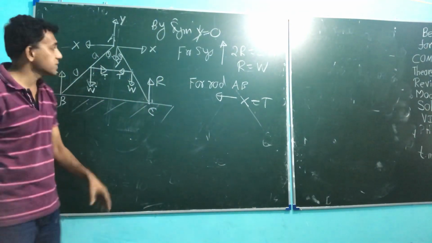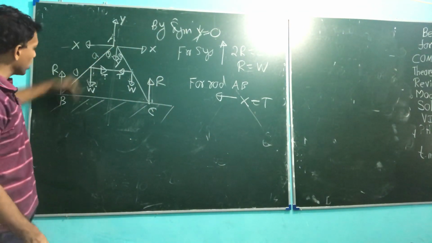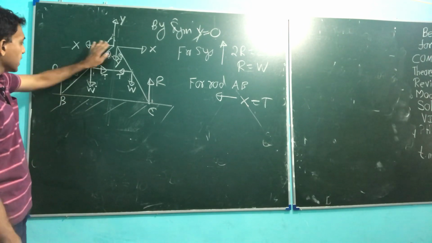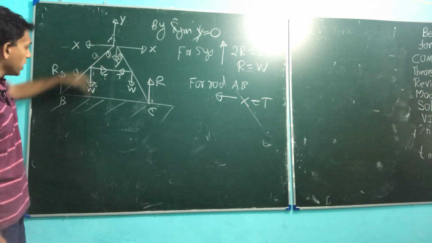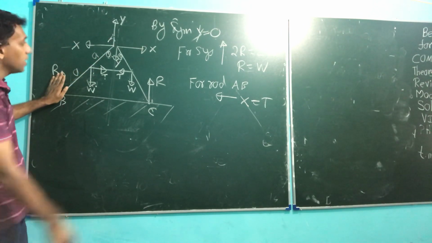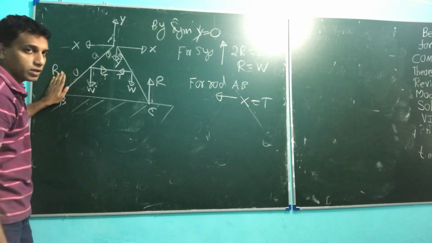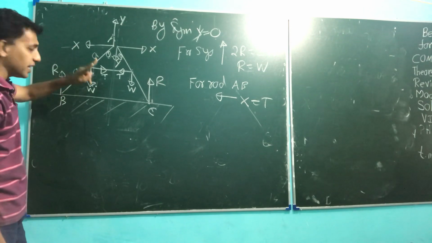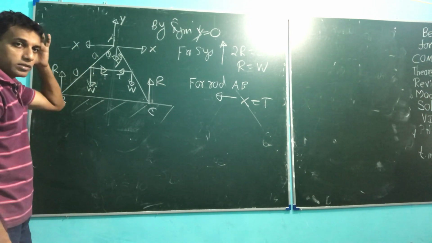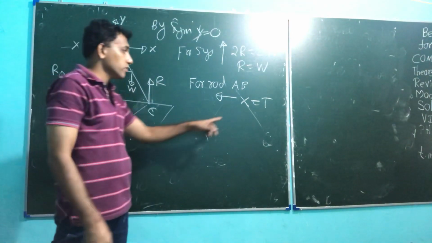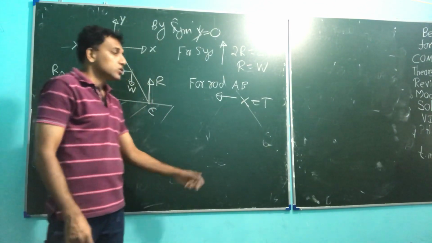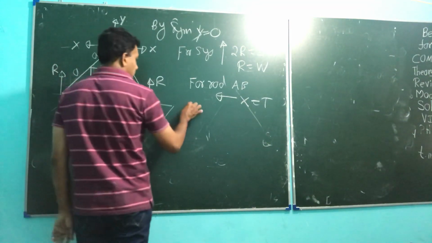Or otherwise, for rod AB, take moments about B, then X there, T there, W there. Y is 0, so you can get another equation in X and T. That's too long. You know X and T are equal, so better write this.